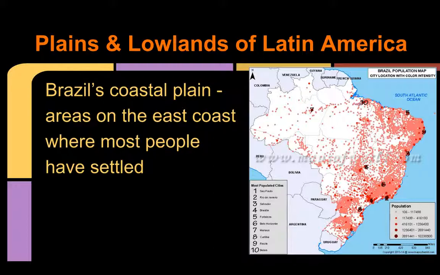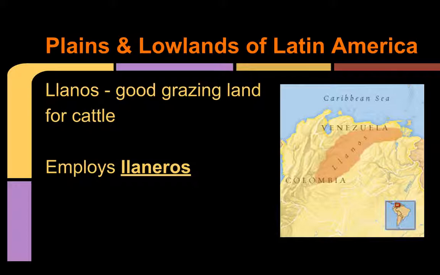Our first one here is Brazil's coastal plain. So it's a plain that's on the coast, and in this case it's on the east coast because that's where Brazil is. And most of the people in Brazil have settled on the Brazilian coastal plain. You can see this is a population density map. So the coastal plain is all along the coast, and that's where all of the people live. So remember the Amazon's in there, and it's hard to live in the rainforest.